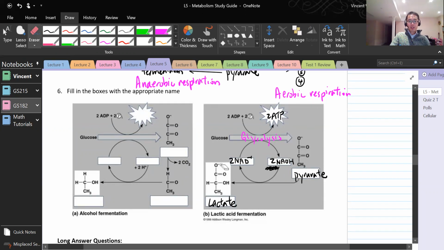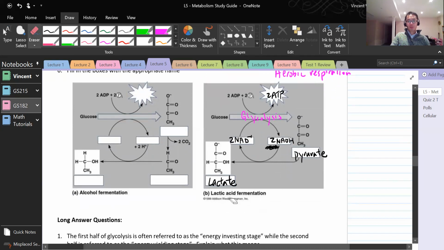Okay, you see it's missing an H here. That's why it's lactate and not lactic acid. Okay, so pyruvate is going to be reduced into lactate because it will pick up the electron from the NADH. And in doing so, it regenerates NAD+ so that glycolysis can keep on going.